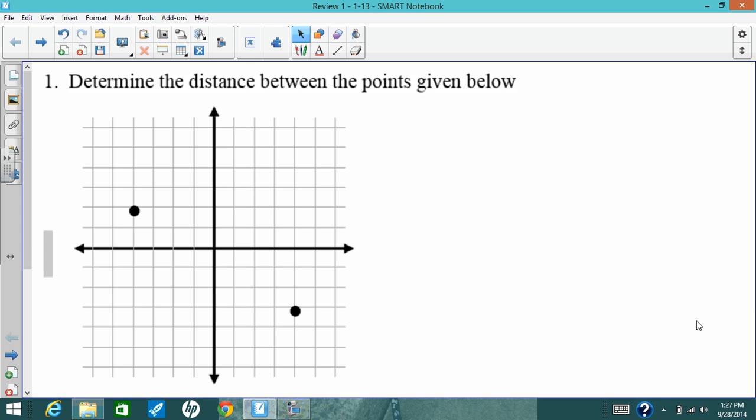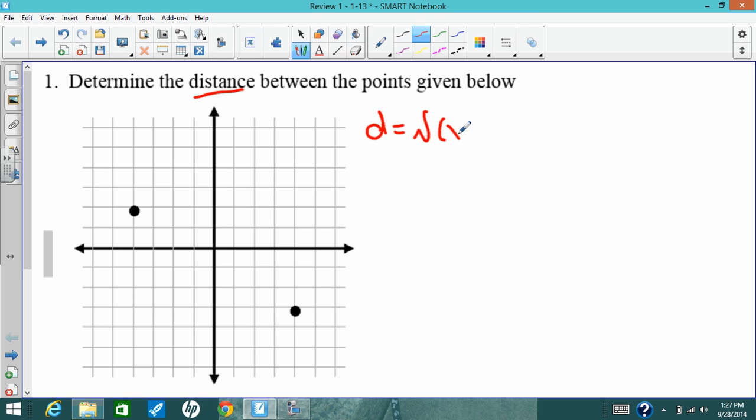So here goes. The first one asks for the distance between the points below. So distance is going to indicate to us to use the distance formula. And as I recommended a long time ago when I instructed the distance formula, you should always write it. This way we don't make mistakes, the more times you write it.